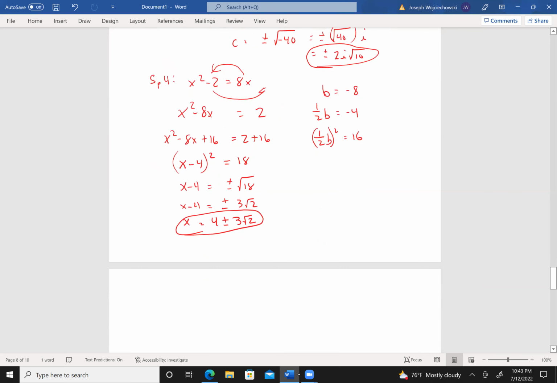You could leave it that way. You could write them separately: 4 plus 3 times the square root of 2, 4 minus 3 times the square root of 2. Either way will work. I'm not overly picky.